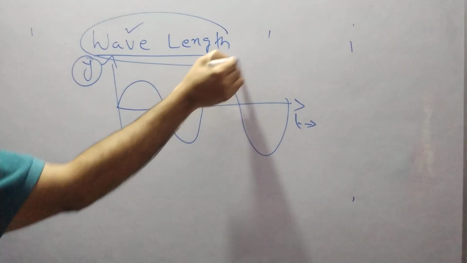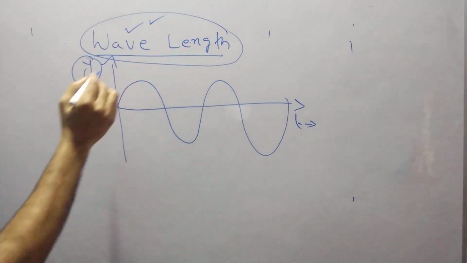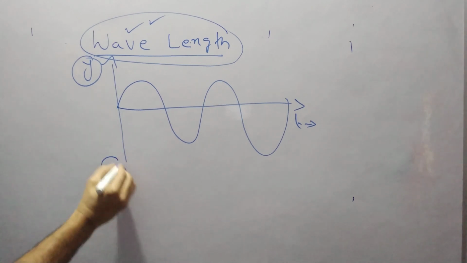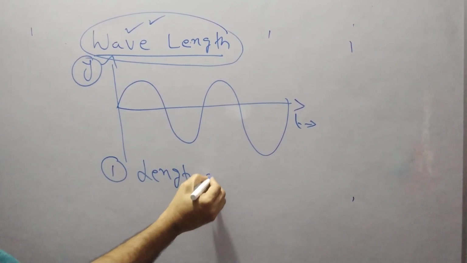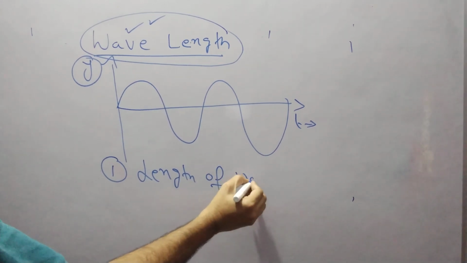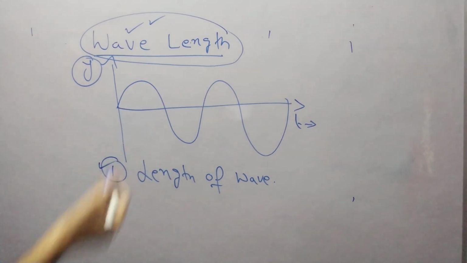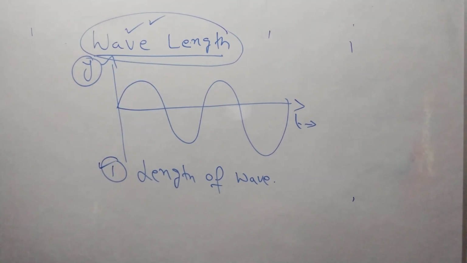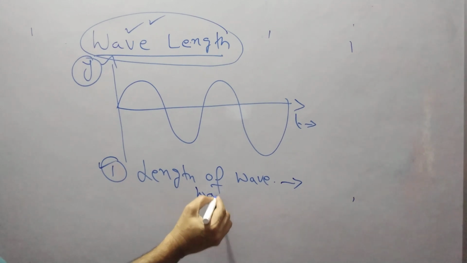Now if you see this word wavelength, wavelength means the length of a wave. The first one is length of the wave. Right? This is the first basic definition we can say. Length of the wave is called wavelength.